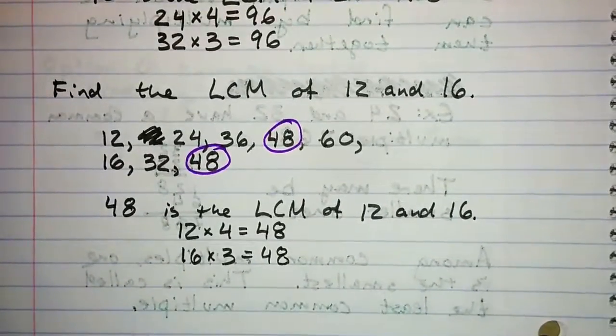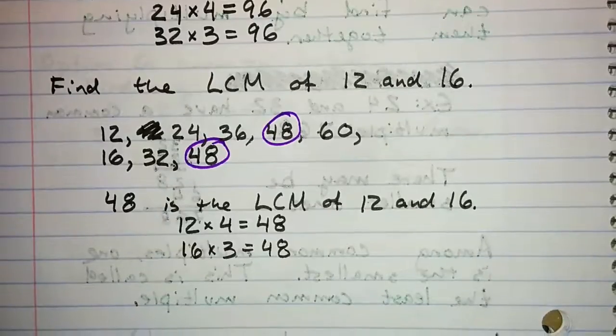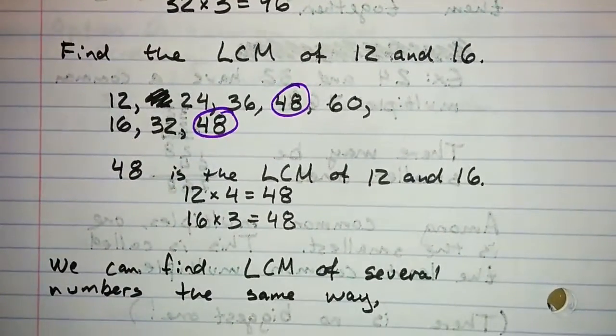It's worth noting that sometimes we want to find the least common multiple of a list of 3 or more numbers. We can find the least common multiple of several numbers the same way. We just have to find the first number that appears on all the lists.